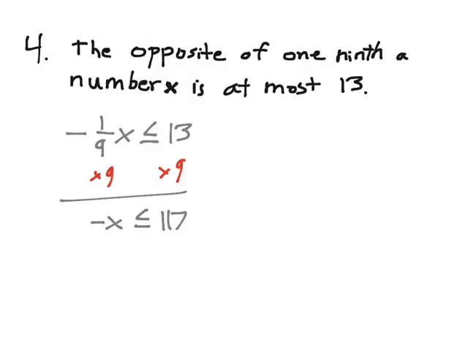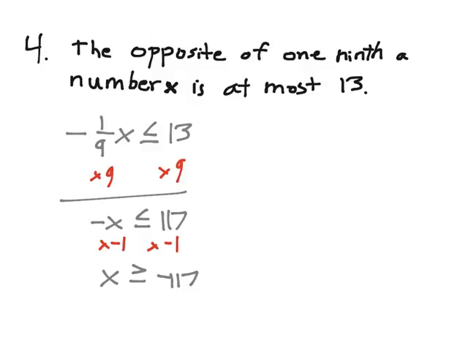I could only do this so simply because 9 was a positive number. Now I'm going to take care of that pesky negative. So when I multiply both sides by negative 1, I also have to flip the sign. So negative 1 times negative x is just x. Negative 1 times 117 is negative 117. And we used to have less than or equal to, but because we multiplied by a negative 1, we're going to flip that to be greater than or equal to.